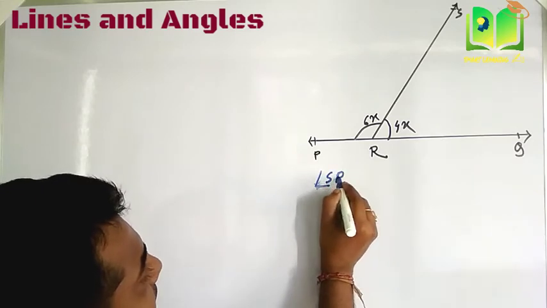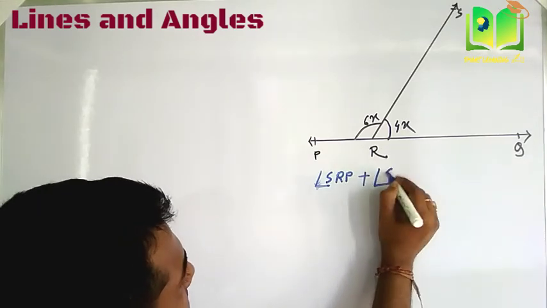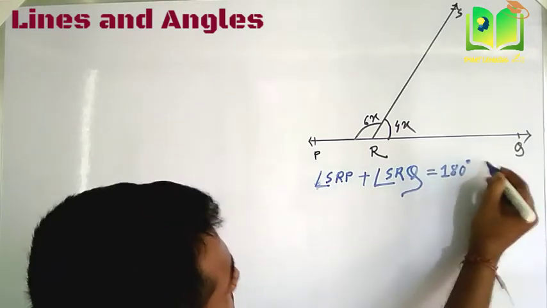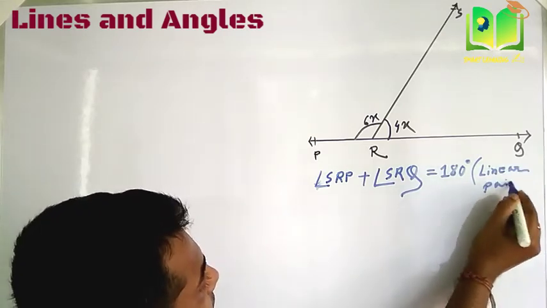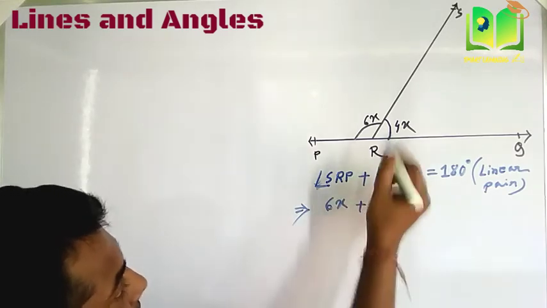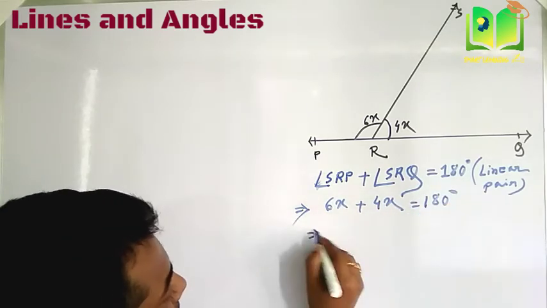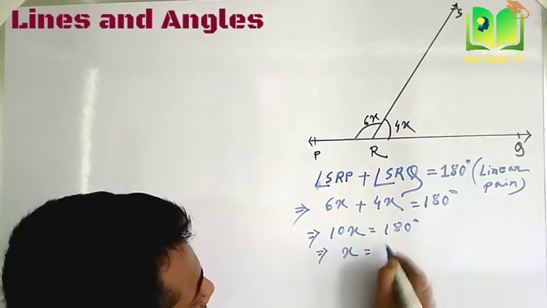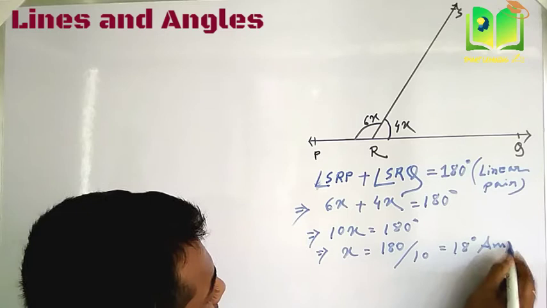So we will write here angle SRP plus angle SRQ equals 180 degree. Within bracket we will write linear pair. So the value of SRP is 6x, and the value of SRQ is 4x, equals 180 degree. This implies that 10x equals 180 degree. So x equals 180 by 10 equals 18 degree. This one is your answer.